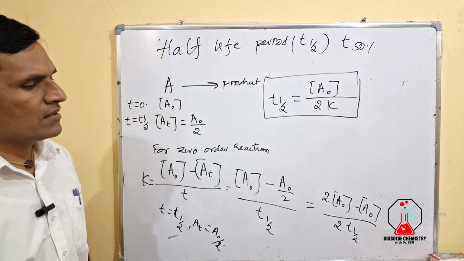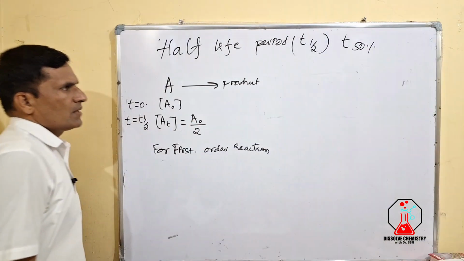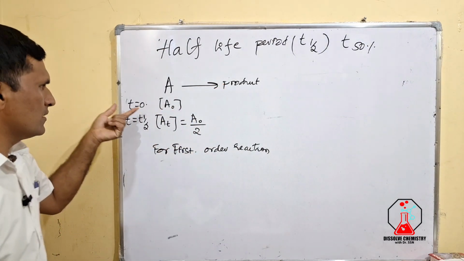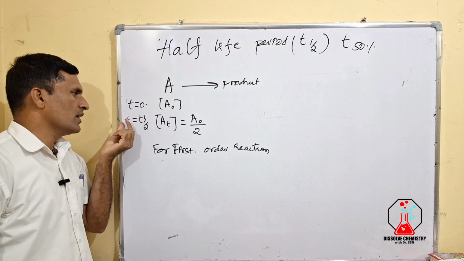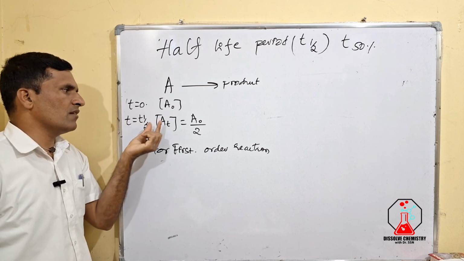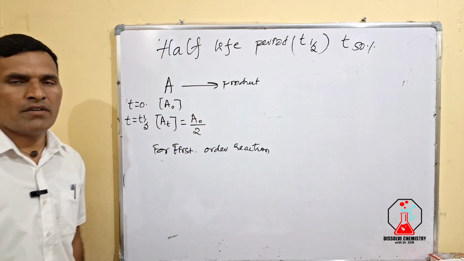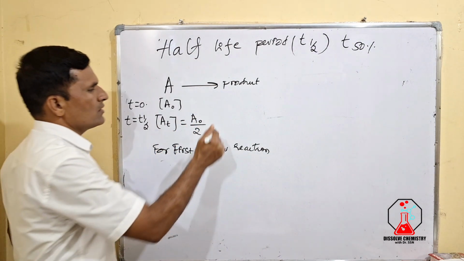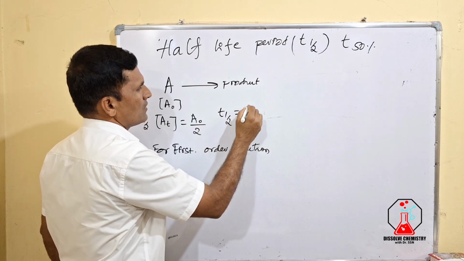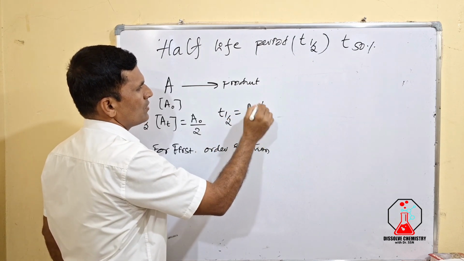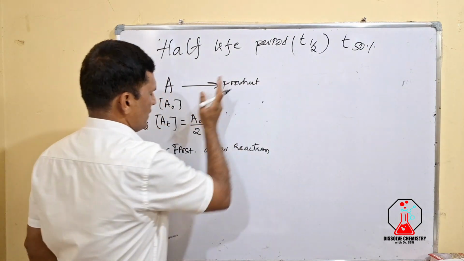Similarly, we will see the half-life period for the first order reaction. Same as before, consider A gives product, and at time T is equal to 0, the concentration of A is A naught, and when time T is equal to T half, the concentration AT is nothing but A naught by 2. Why have I taken A naught by 2? Because we are considering T half, which means the initial concentration should reduce to half. That's why we are taking A naught by 2.